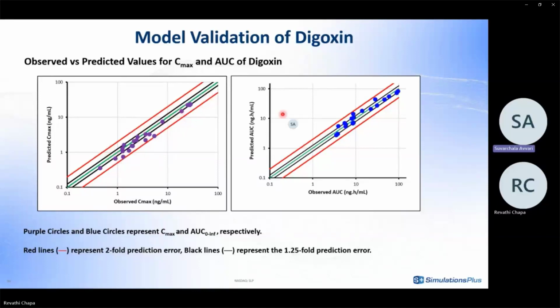And when we look at the overall results, around 50% of the predictions are close to the unity line, and 70% of the predictions are within the 1.25-fold criteria, and all the predictions are within the twofold criteria. So this gives us confidence in the baseline digoxin model, which can be further used for the verification of the different mechanisms of the DDIs.